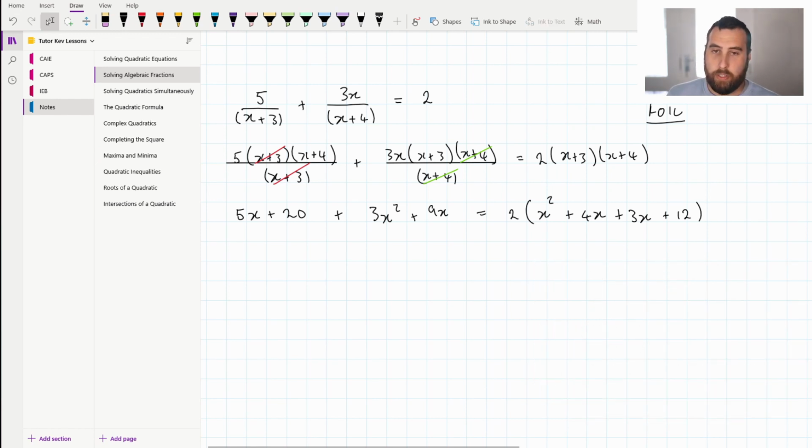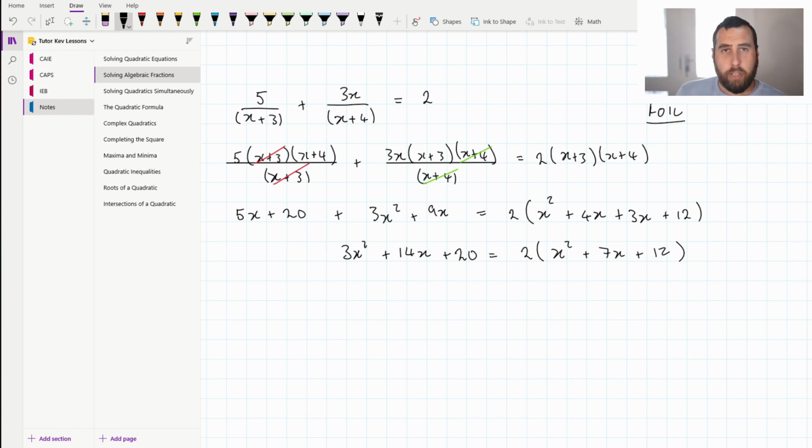Right, so now that we've got that, all we need to do is simplify the left-hand side, simplify the right, multiply by the 2, and then to solve a quadratic, we need to make it equal to 0. So let's do that. 3x squared, 5x plus 9x is 14x, plus 20, and that is equal to 2 times x squared plus 7x plus 12.